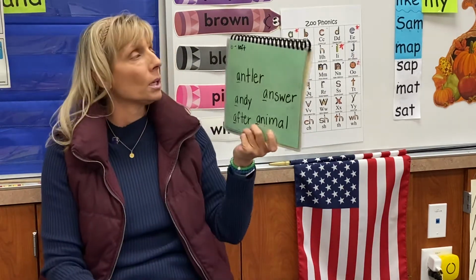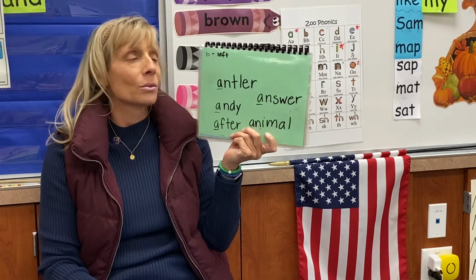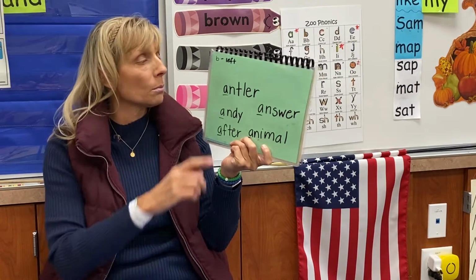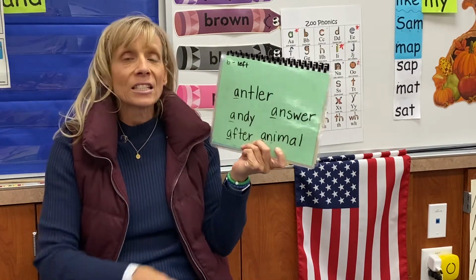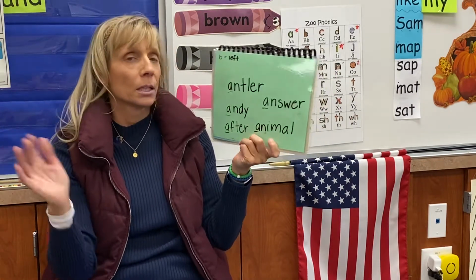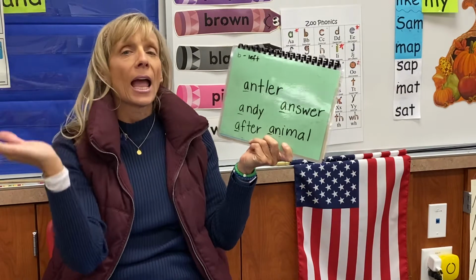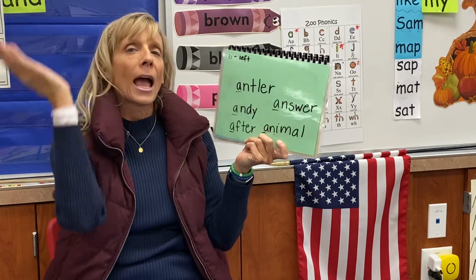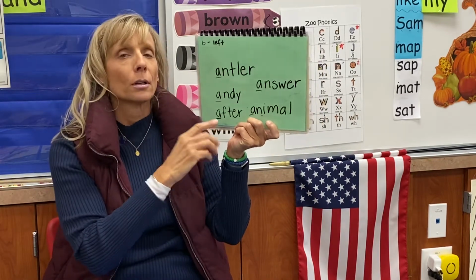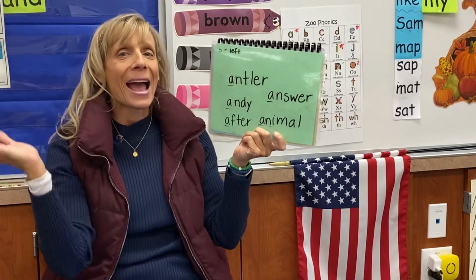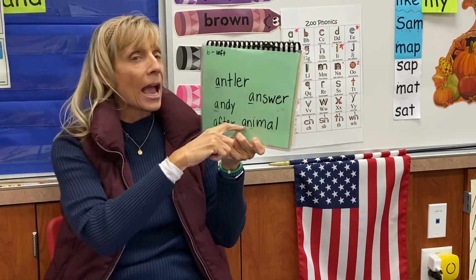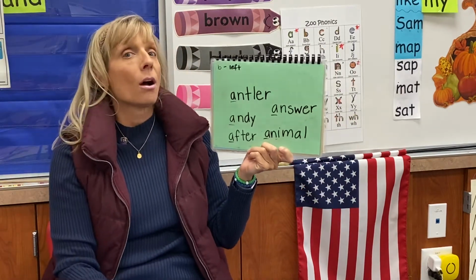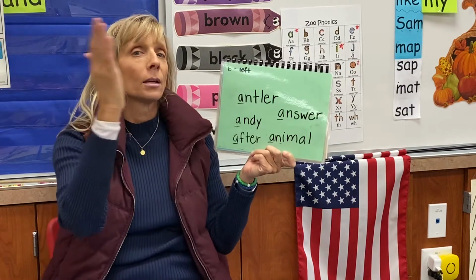Now let's do the beginning sound. Ready? Say it with me. Actually, I'll say it, then you say it, then we'll say the beginning sound. Antler. Antler. /ă/. The beginning sound is /ă/. Andy. Andy. /ă/. Answer. Answer. /ă/. After. After. /ă/. The beginning sound is /ă/. Animal. Animal. /ă/. Did you notice that all of those words began with the same sound?